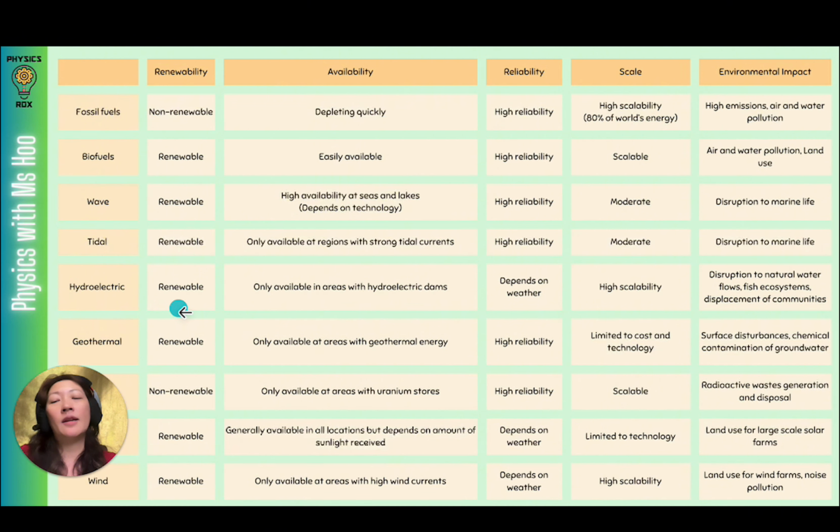Hydroelectric energy is renewable, but it's only available in areas with hydroelectric dams. Hydroelectric energy does depend on the weather. For example, it depends whether there's any rain so that there's enough water in a water catchment for the hydroelectric dam to be able to release to generate the electrical energy. They're highly scalable, but they can cause disruption to natural water flows, fish ecosystems, and can cause displacement of communities.